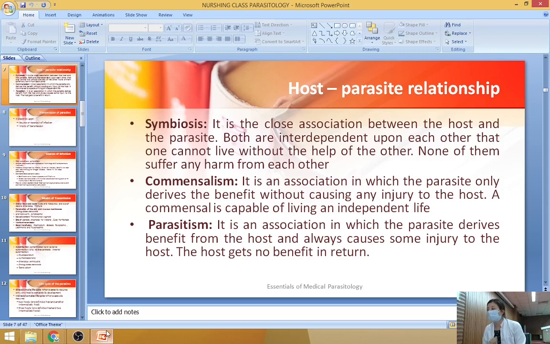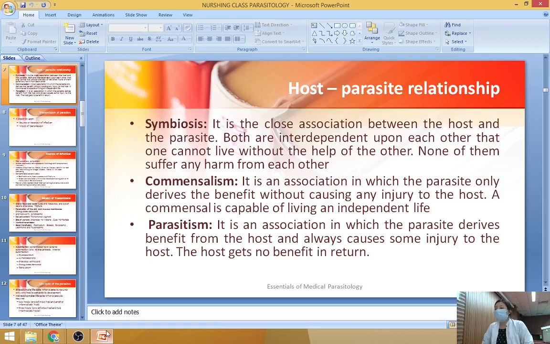That means like a couple. By symbiosis, we mean they are couples. Just remember it like that. The host is the boy and the parasite is the girl. They are dependent on each other and they cannot live without each other. This is called symbiosis.